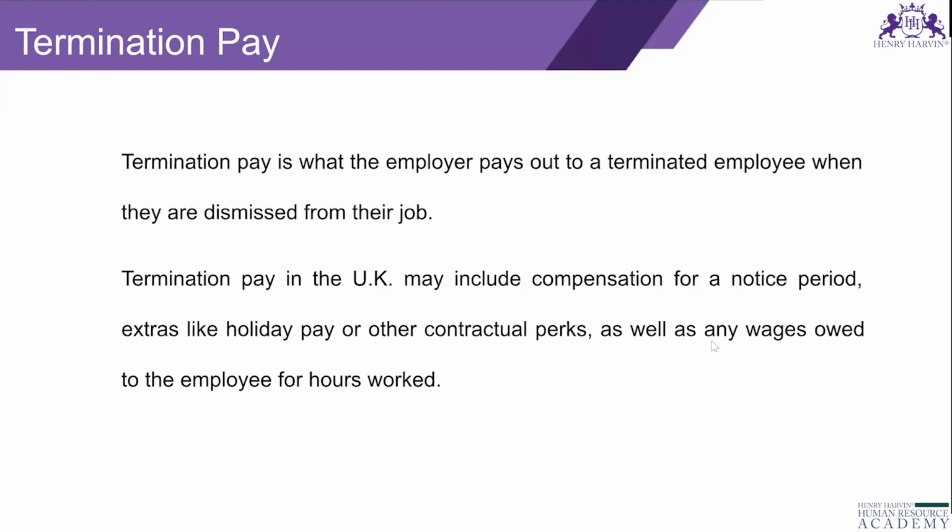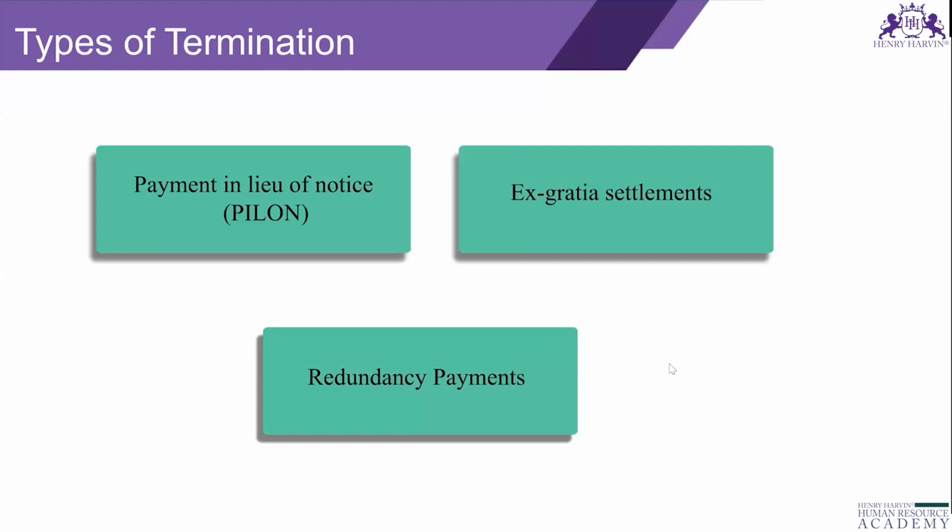Now extra pays like holiday pay or other contractual perks will be paid as normal, as well as any wages owed to the employee for hours worked. These are normal salary and normal compensation that we have to pay. So these are some normal payments, but we'll see the terms that we use in the UK.